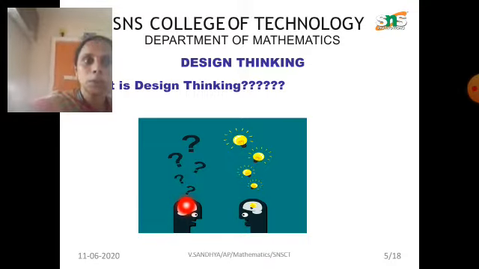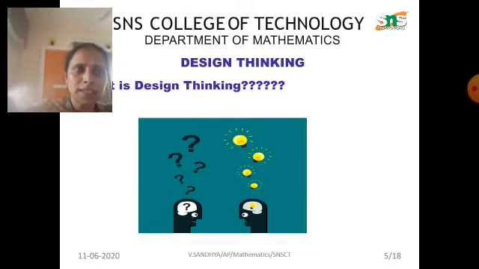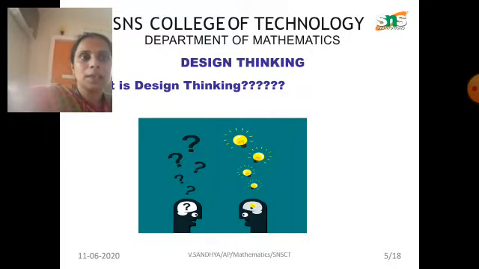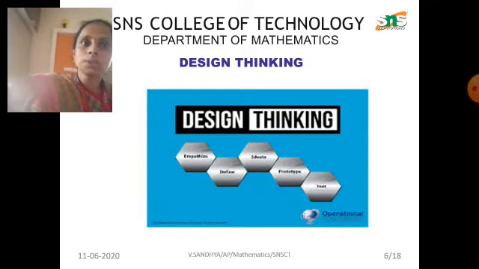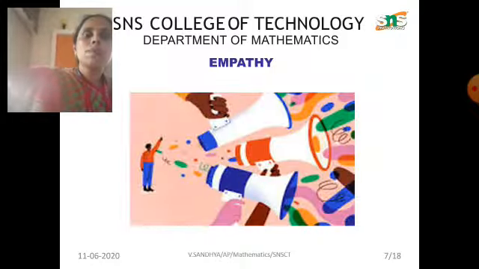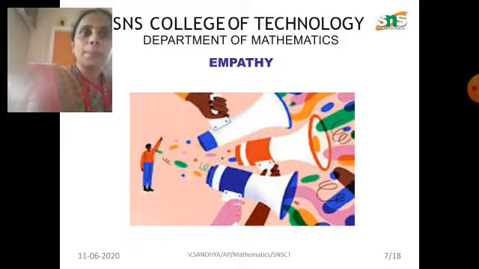Design thinking helps you and your team develop practical and innovative solutions for your problem, and it includes 5 stages, namely empathize, define, ideate, prototype, test. Now we are going to see how design thinking helps us to solve a problem. Now let us see one by one. First we have to see empathy. Empathy defines the problem faced by consumer and user.